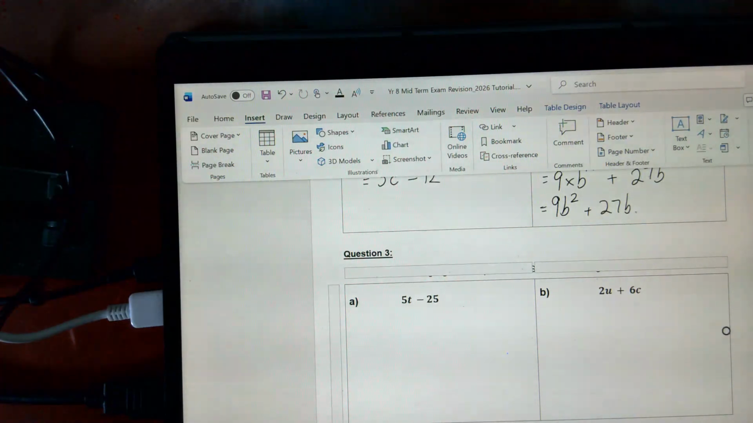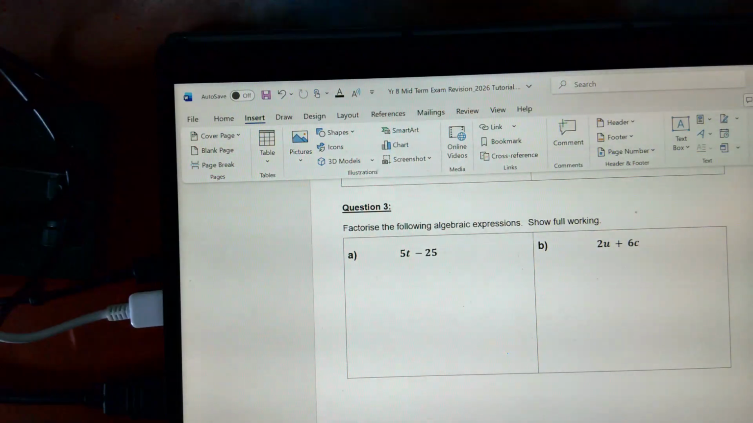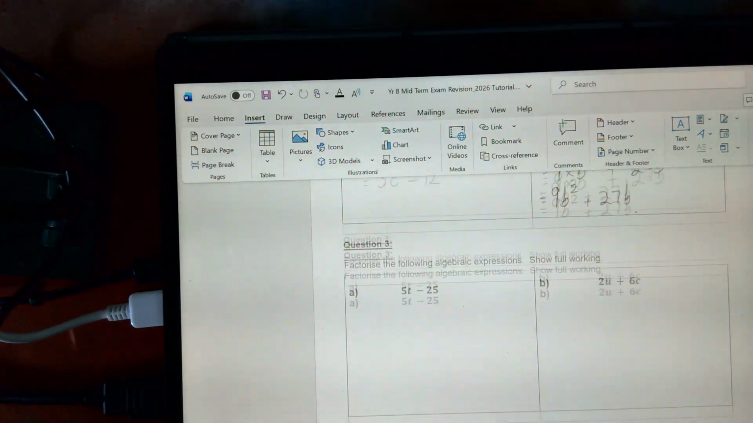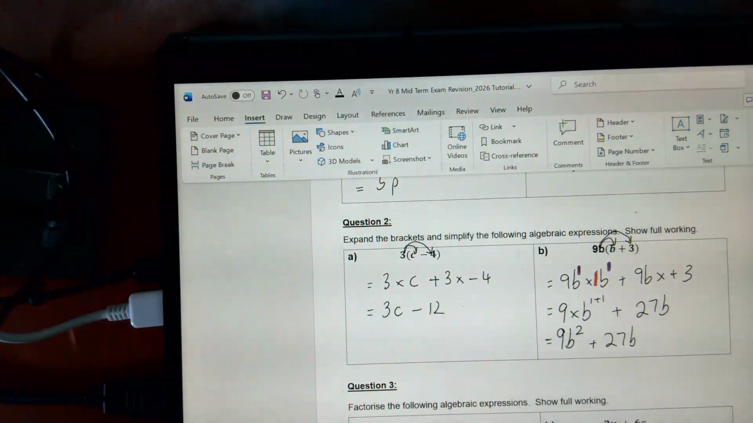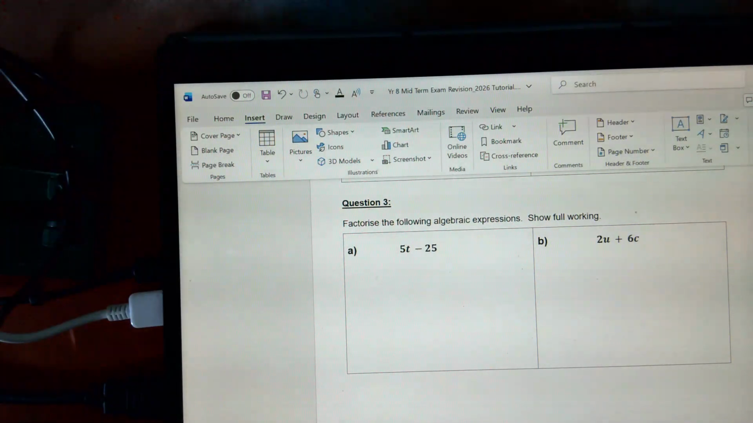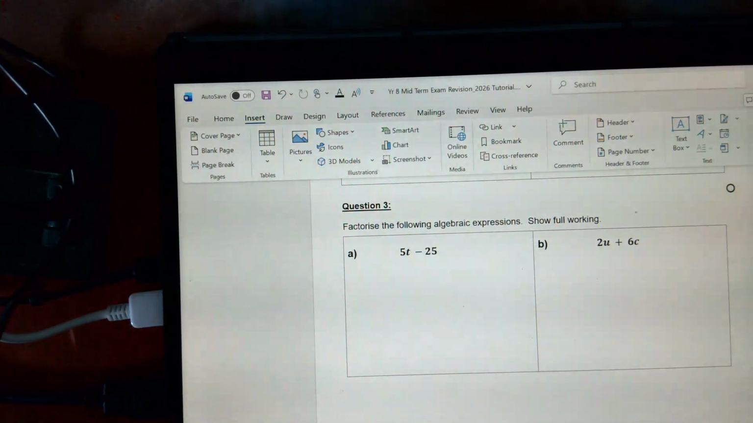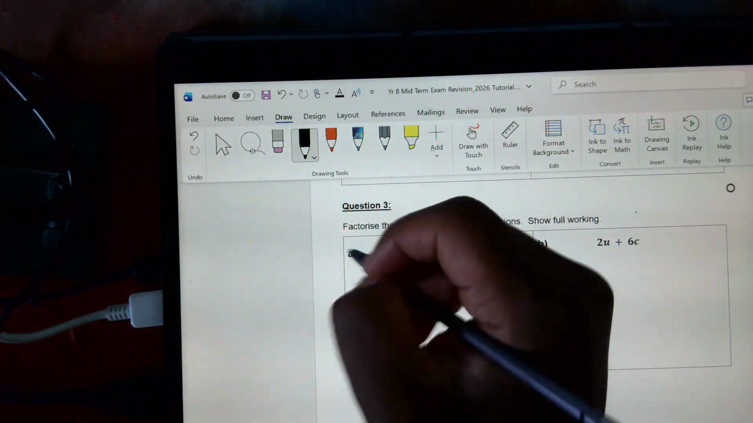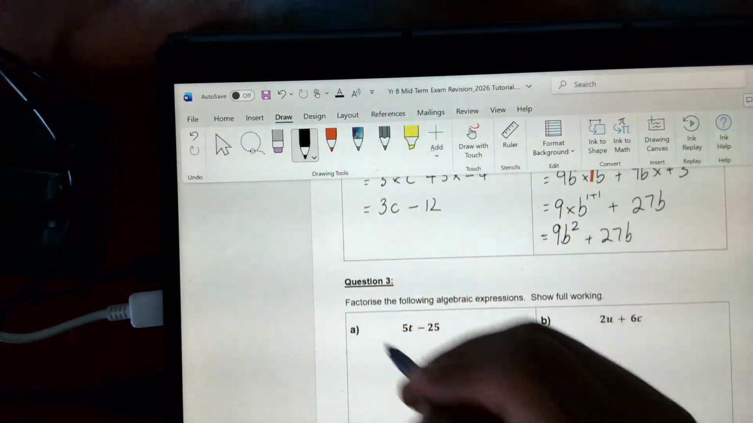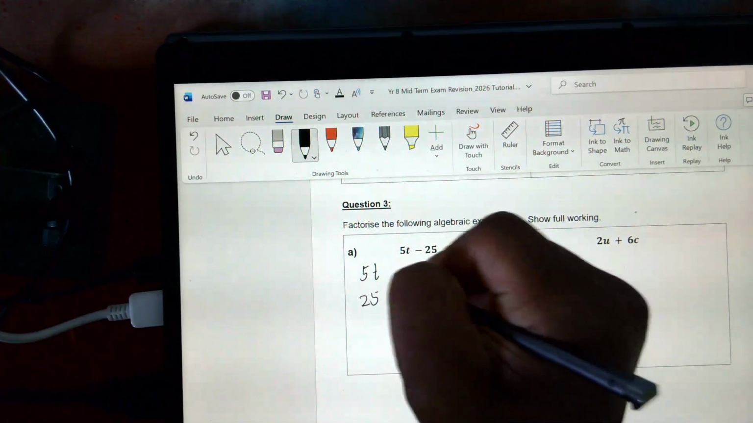Next, question 3 says factorize the following algebraic expressions showing full working. So before we were expanding the brackets to get rid of the brackets and come up with an expression, this time we're factorizing, so we're going to put them back into brackets. Like I said to my class, the first thing we need to do is find the highest common factor of 5t and 25.